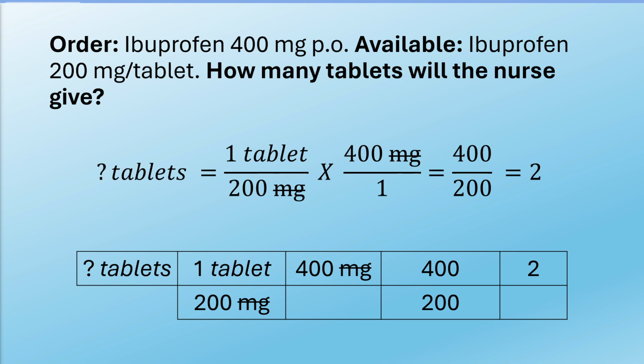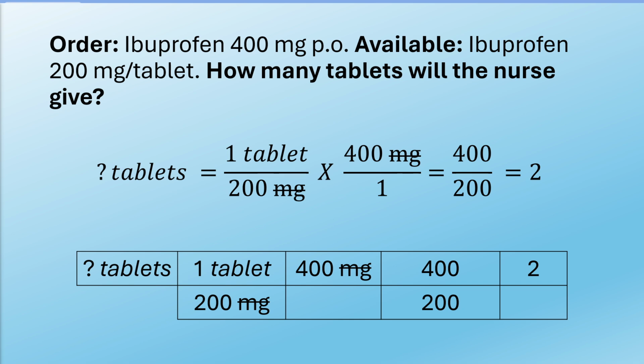So again, in the first box, tablets is where we want to get to. In this case, we're going to look through the problem: do we have tablets in any of the given information? And we do. It's in that ibuprofen, 200 milligrams per tablet, or per 1 tablet. To end up with tablets as our final answer, that tablet information has to be on top. So we're going to flip that relationship over. So we have 1 tablet over 200 milligrams.